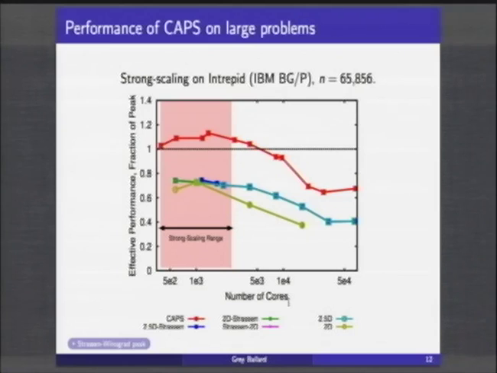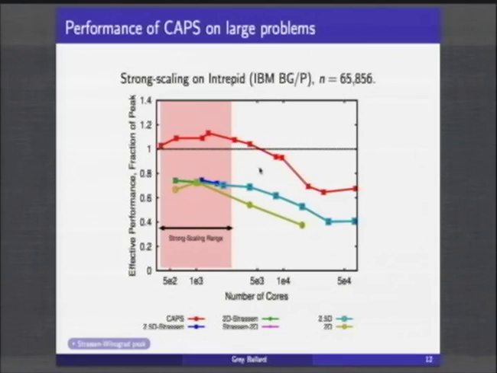So this is strong scaling, so the problem size is fixed for all points on this plot. The x-axis corresponds to number of cores, so as we go right, more and more parallelism. And the y-axis is a measure of performance, so up is good. So okay, the first takeaway is that the red line's higher than the others. The red line's our CAPS algorithm, so that's a good thing.